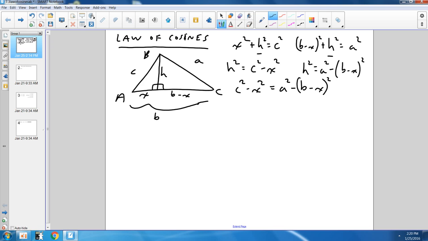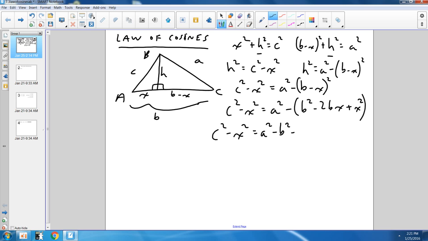At this point, I want to distribute that through. And remember that I'm really talking about parentheses there. I'm talking parentheses because I have to distribute that negative sign all the way through. And remember, it's (b minus x) times (b minus x), so you have the four multiplications. By distributing the negative sign, you end up with something like that.